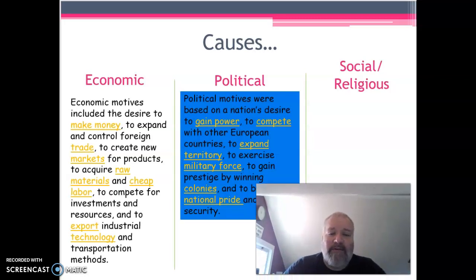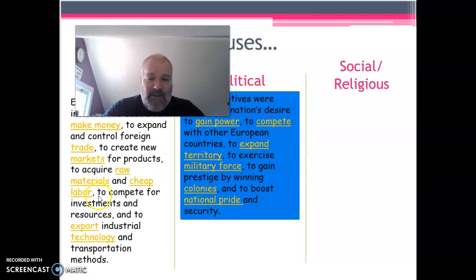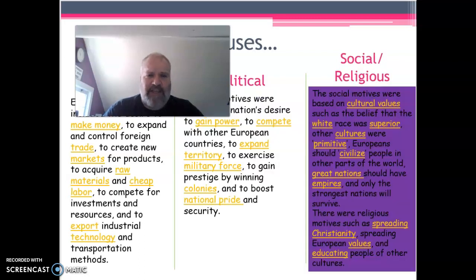It also makes the military look good, gives you prestige. There's national pride, and how many colonies you have. The leader of Germany was obsessed. Kaiser Wilhelm wanted prestige. He wanted to look good on the front.